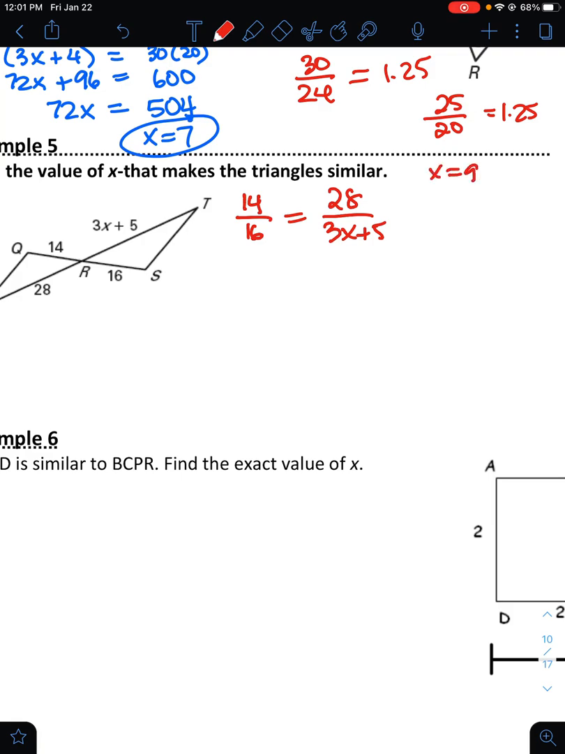Okay, I'm going to go ahead and write the answer up here at the top. You should get 9. If you got 9, you can skip on to number 6. If not, let me work through this example.